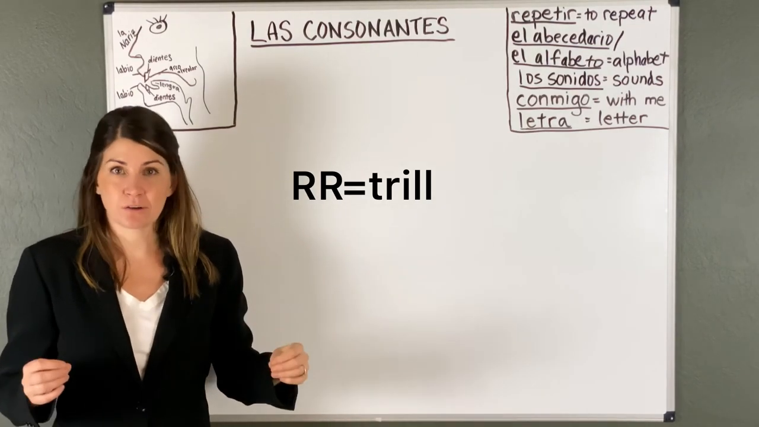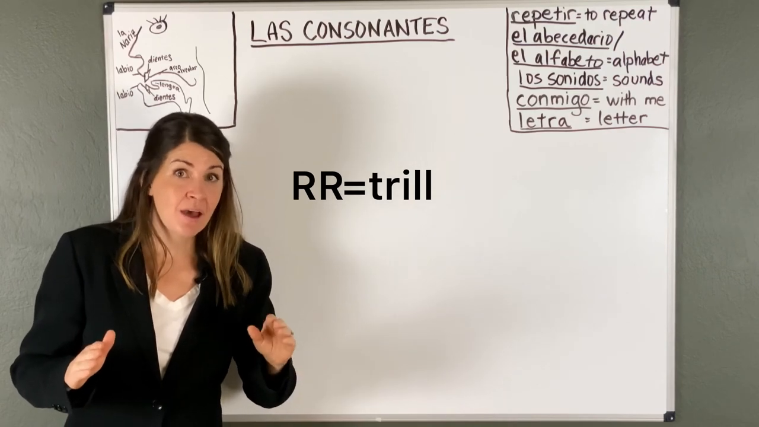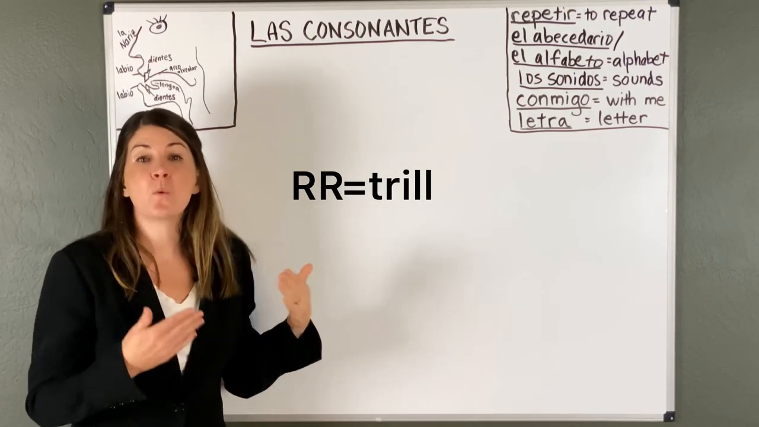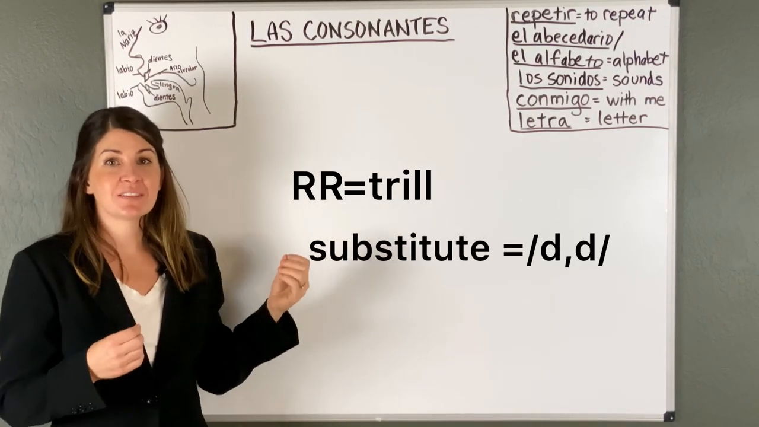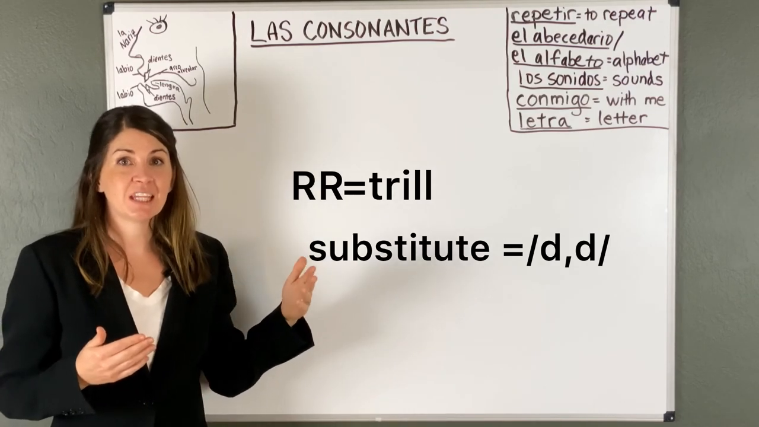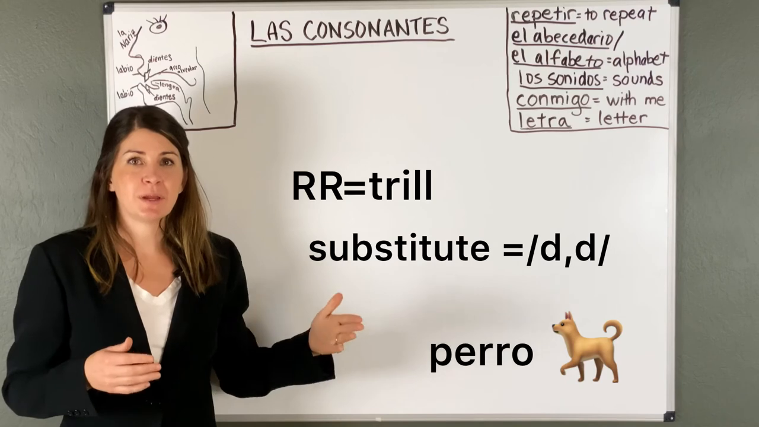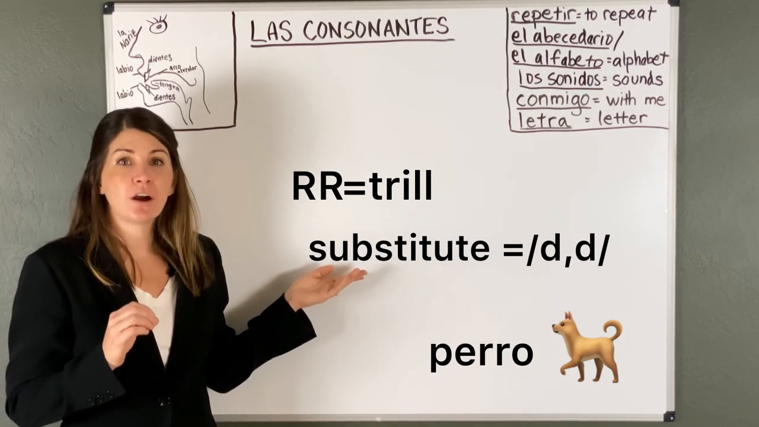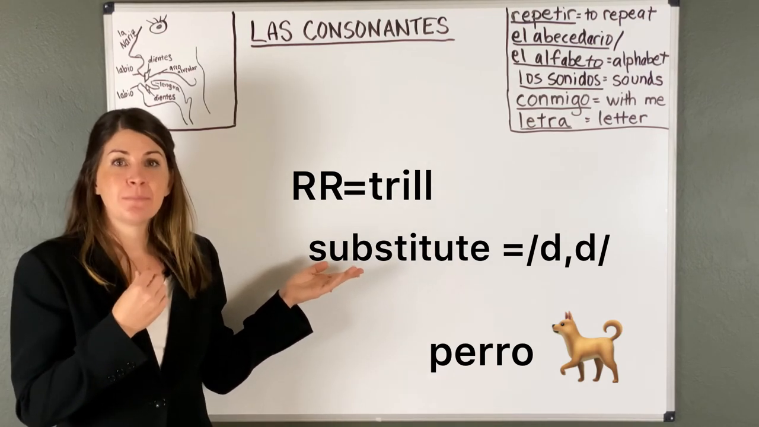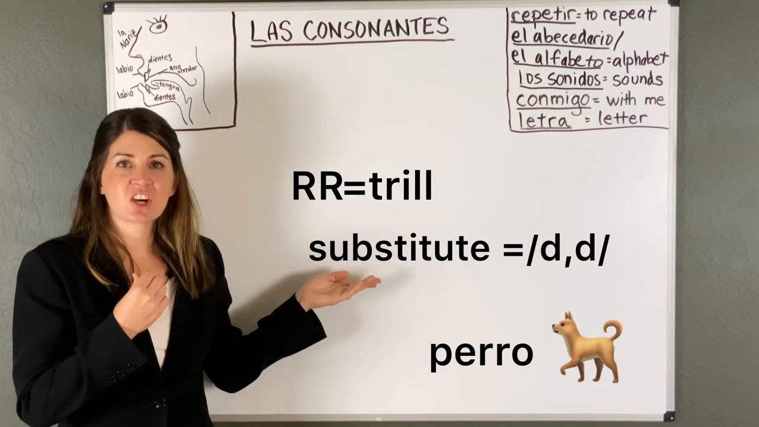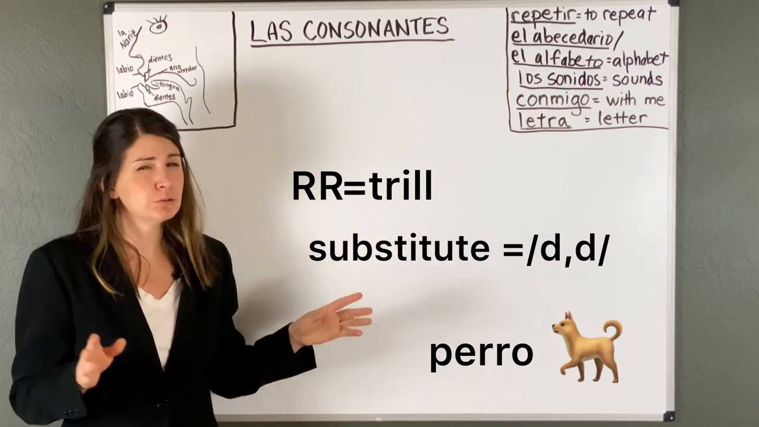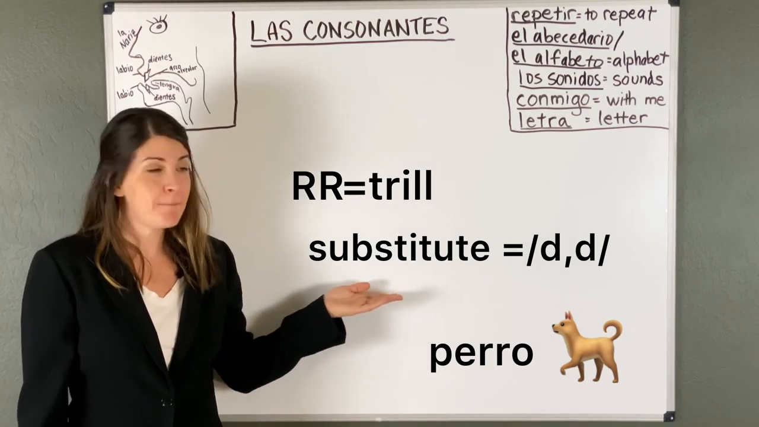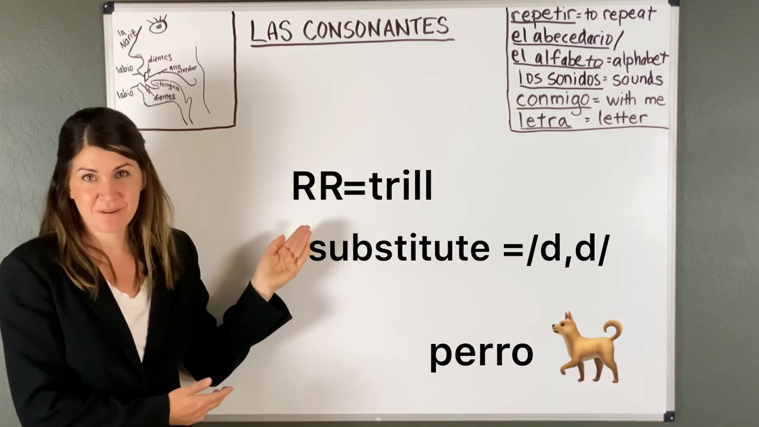If you can't roll your R's, that is okay. But don't rah. That doesn't exist ever in Spanish. So don't substitute the inability to roll your R's with the R of English. Substitute it with the soft D of Spanish. Perro. If you can't trill your R, substitute it with a D sound. Perro, perro. It's much better than the English R. No, gracias. Ready to move on? Muy bien.